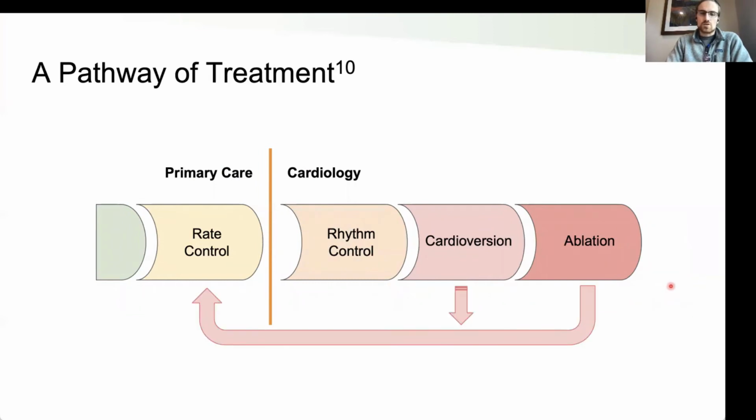Unfortunately, an ablation or cardioversion can need to go back and require rate control or rhythm control at a later point in time. And that's because the patient who is cardioverted may very well revert back into atrial fibrillation. And the patient who's ablated may also revert back into atrial fibrillation, at which point they need to return to the pathway and then do rate control and rhythm control in order to prevent symptoms.